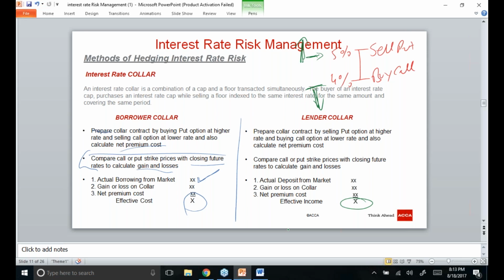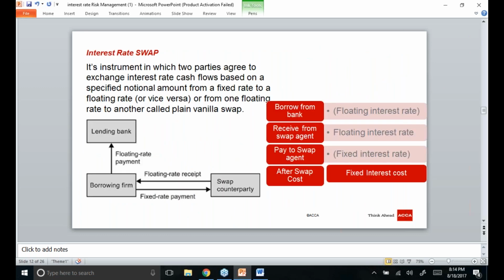Okay, now I'm moving on. You can practice this by doing some questions from past exam papers. There is a question in a past exam on the lender collar, named Armstrong, I think. It's a very easy concept. If you have a grip on the borrower collar, you can apply it to the lender collar. So let's move to the next concept, interest rate swap.